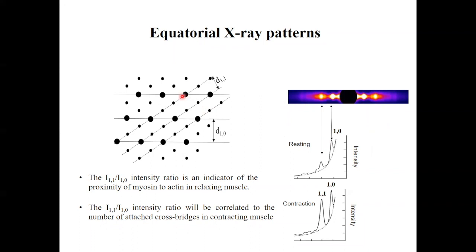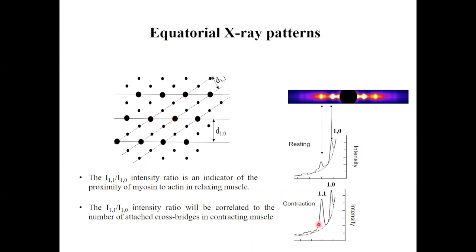So to make it simple, you can simply consider that the 1,0 reflection is from the thick filament, which is true, and the 1,1 reflection is from the thin filament, even though there's some thick filament contribution, just to make it simple. So this is 1,1 from actin, and this is 1,0 from myosin. When muscle contracts, the myosin heads around the thick filament move away from the thick filament backbone and attach to actin. So there will be an electron density loss on this plane, and an electron density gain on this plane.